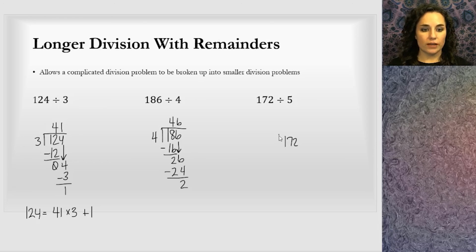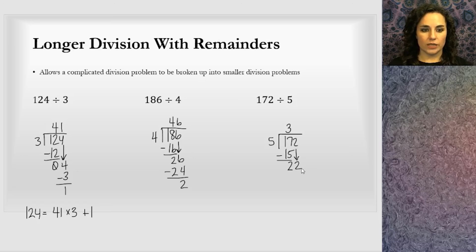172 divided by 5. Okay, I know this will not be even. I know there will be a remainder because this doesn't end in a 0 or a 5, so there has to be some remainder. I bet the remainder is 2 because it's 2 more than 170, which I bet divides evenly by 5. So I ask myself, how many times does 5 go into 1? It doesn't. How many times does 5 go into 17? 5 goes evenly into 15, which is less than 17, which is 3. 3 times 5 is 15. I subtract and get a 2 left over.